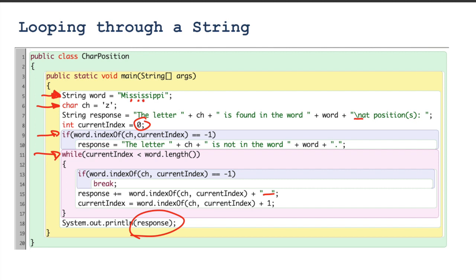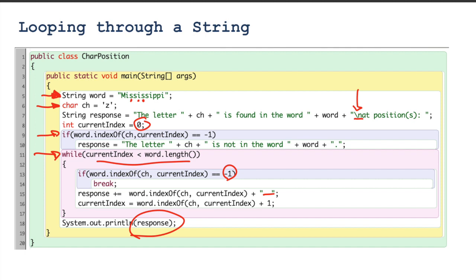And it'll keep going through this, and eventually we'll get to the point where there's no more i's and it returns a -1, or we reach the length of the word, and we leave this while loop, and we print out, and we'll say the letter I is found in the word Mississippi at positions. Again, that's going to be down on the second line, and it'll print all of the positions after the colon.